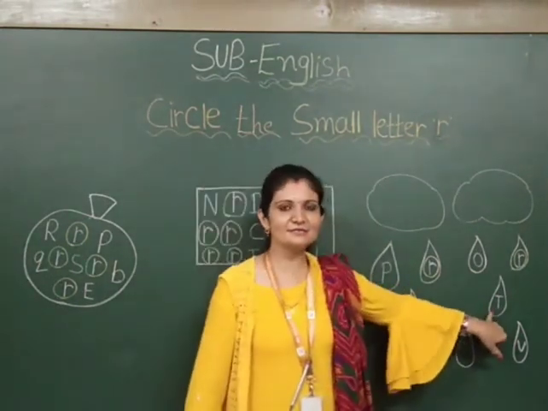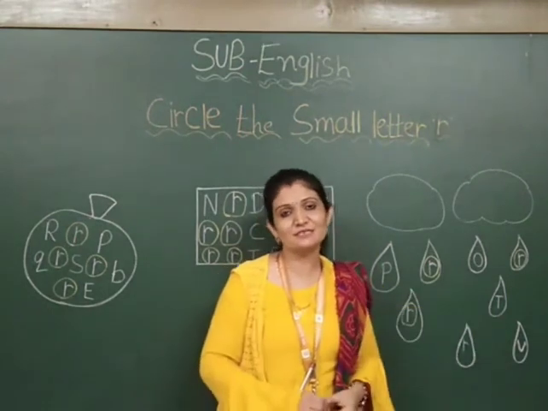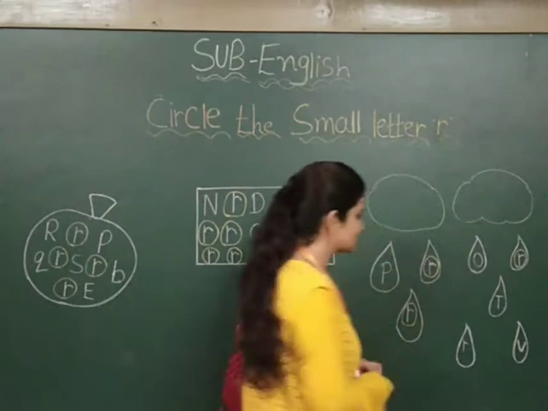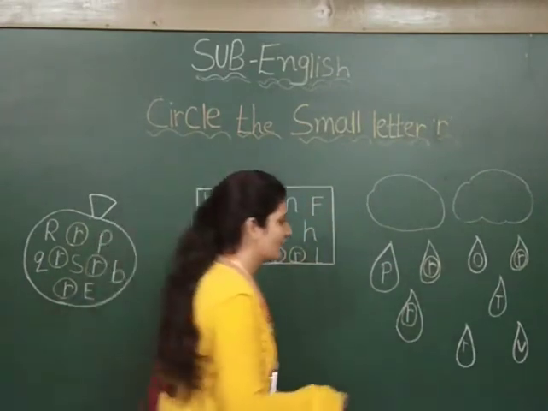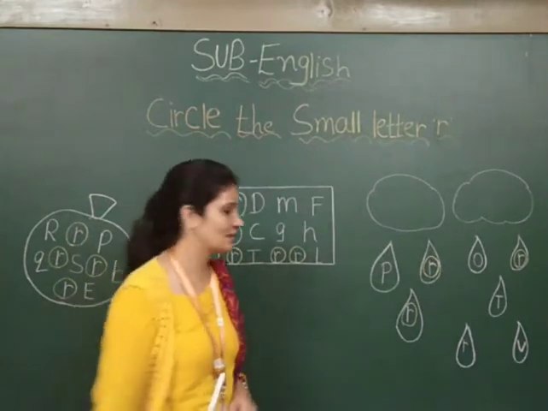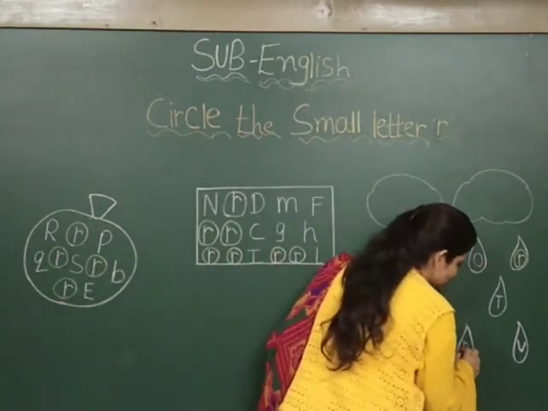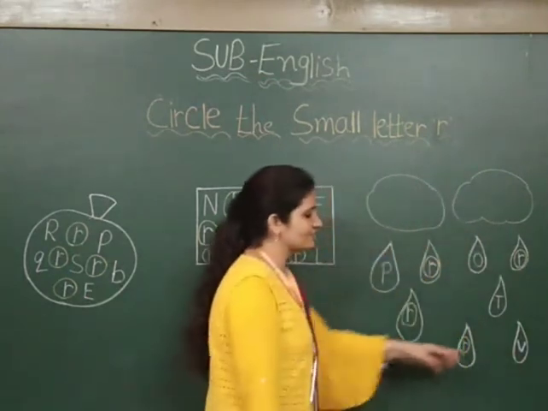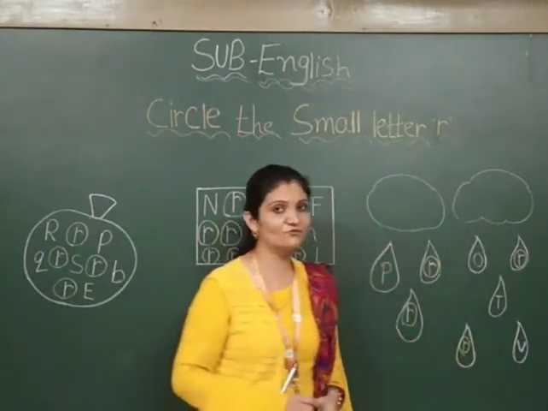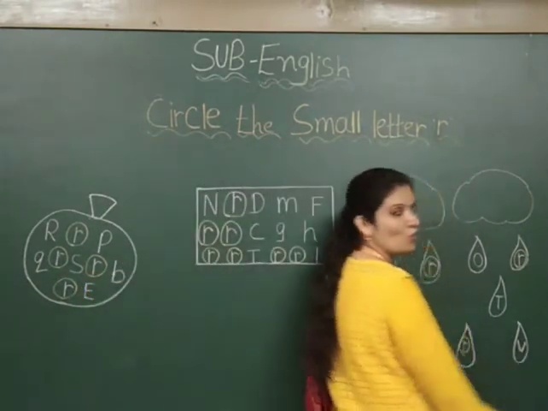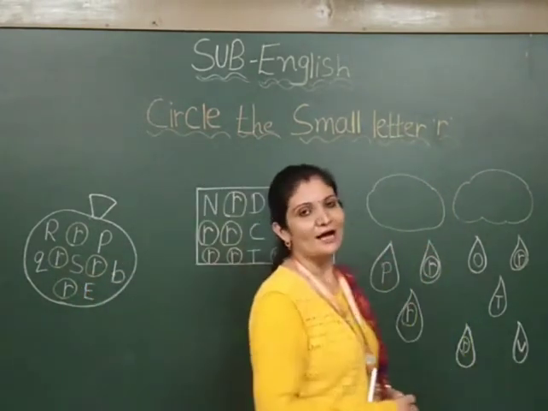Which letter is this? T, capital T. Do we have to circle it? No, we have to circle small letter R. Now which letter is this? Small letter R. So we have to circle. Now last letter. Which letter is this? V. V for van. Do we have to circle here? No. Okay. Again we will see.